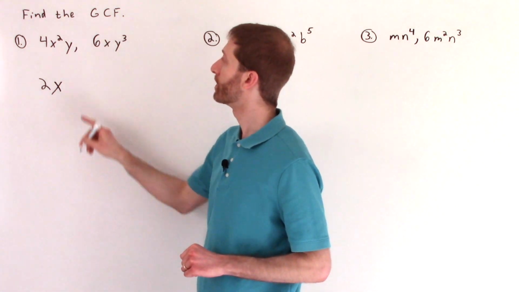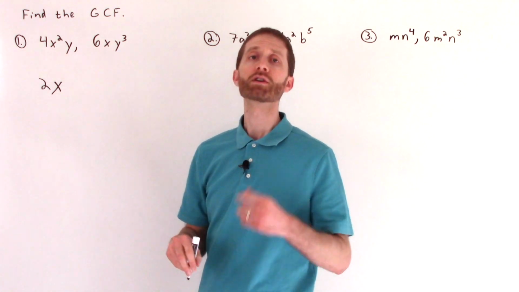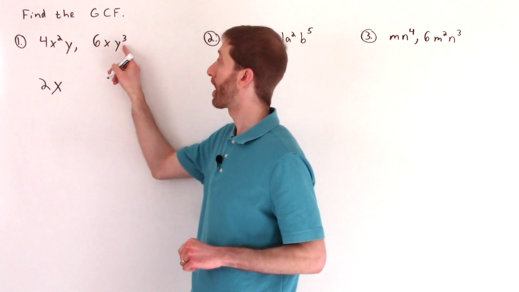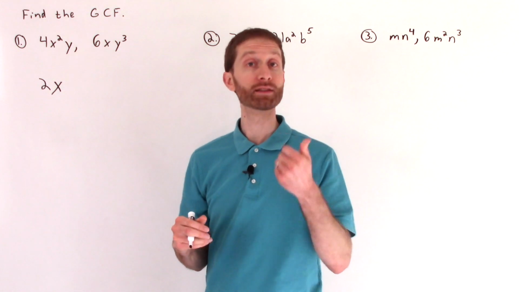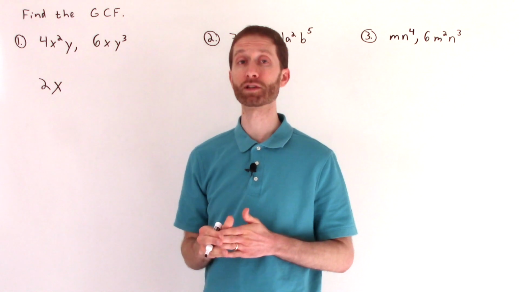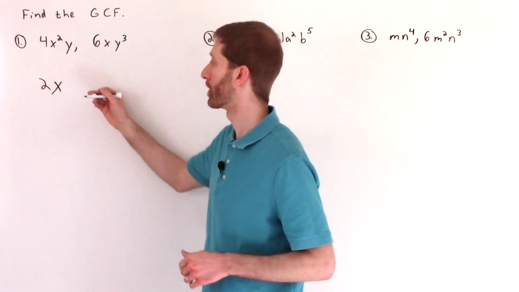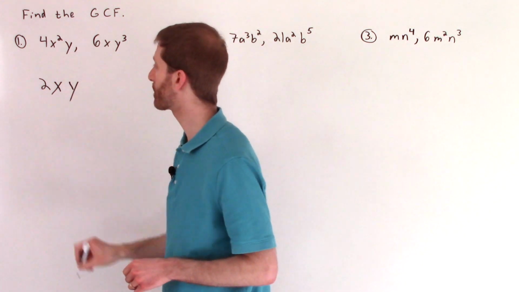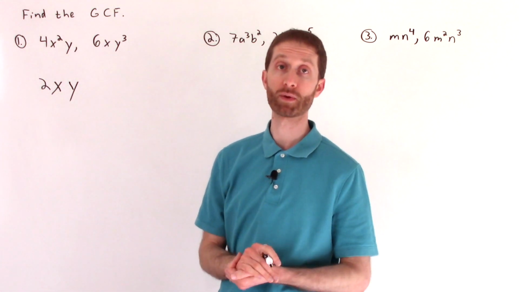And then finally, you look at the y values. There's 1 power of y here, and there's 3 y's there, y times y times y. So what is the greatest number of y's in common to both expressions? 1, because there's 1 in this one. So your greatest common factor is 2 times x times y, or 2xy.